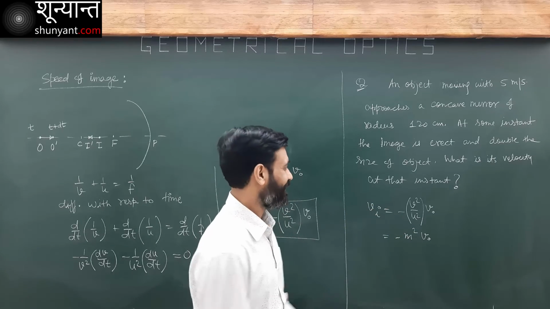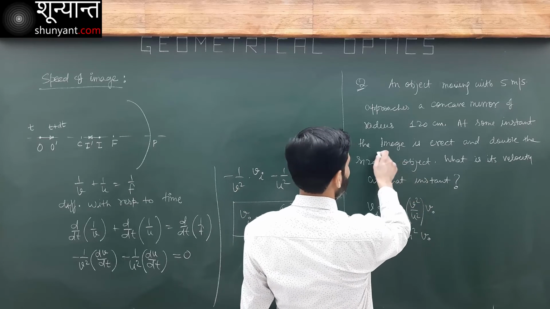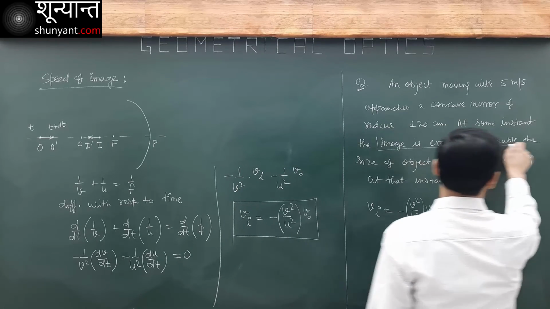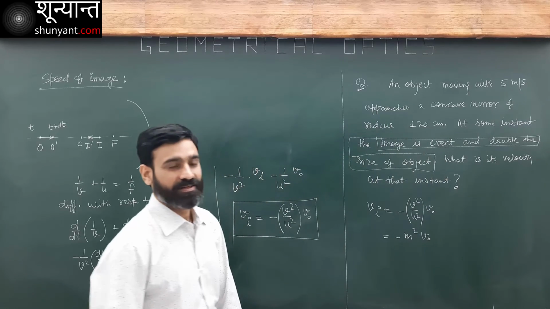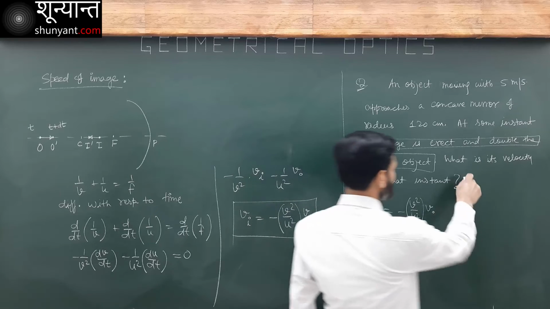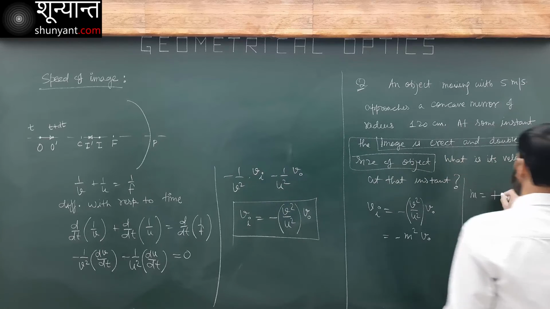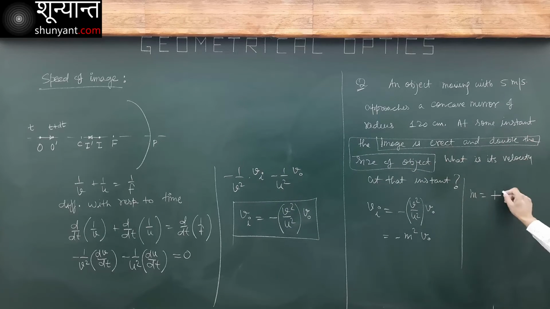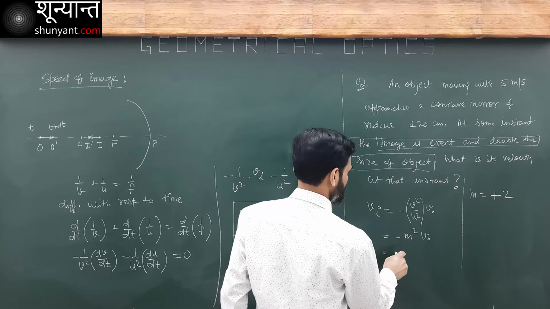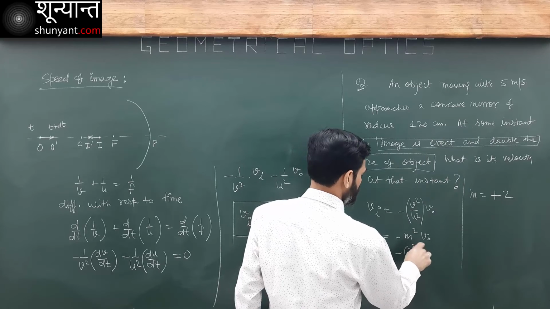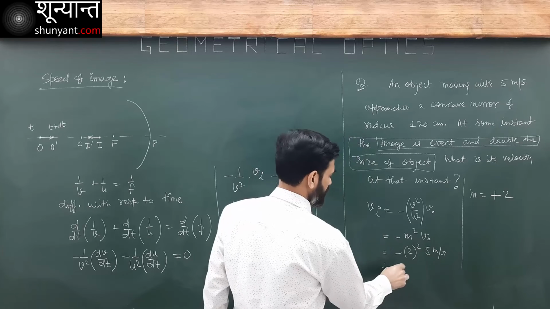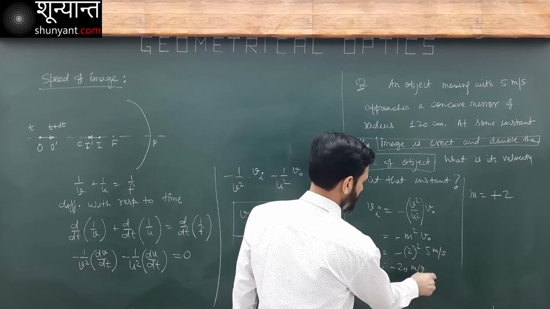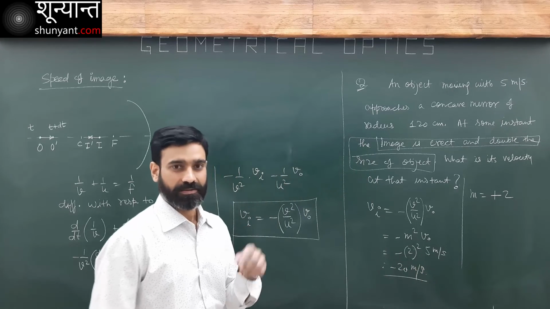Yes, I am. Okay, image is erect and double the size of object. What means magnification? It is erect, so positive. Double the size, that means 2. That's it. This is the answer. This is magnification. So I have this answer: minus of 2 square times 5 meter per second. That's it. Minus 20 meter per second. What is the meaning of minus?